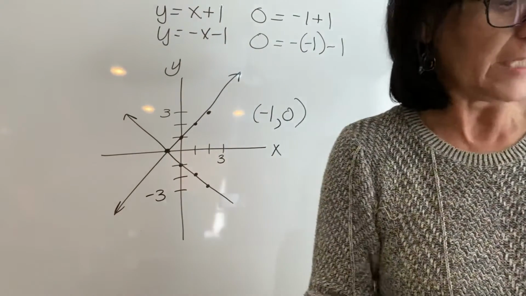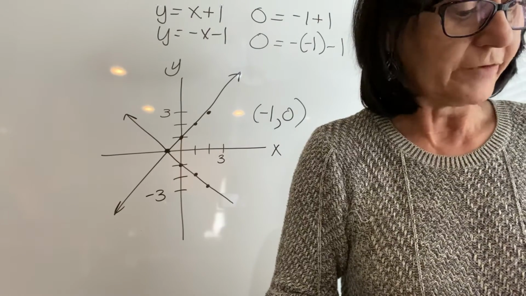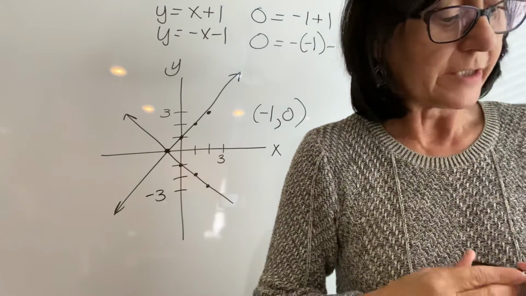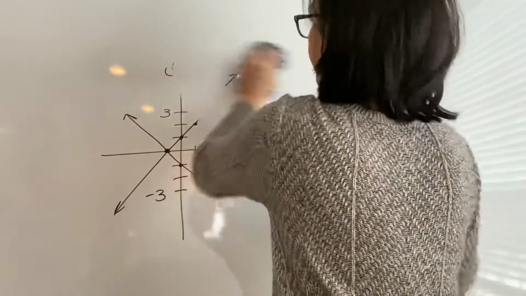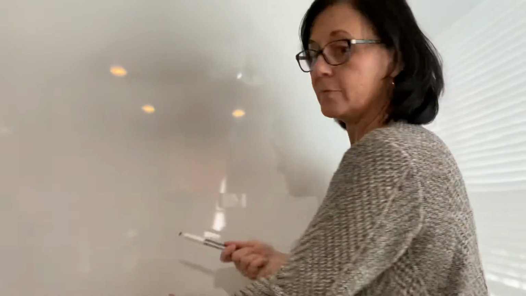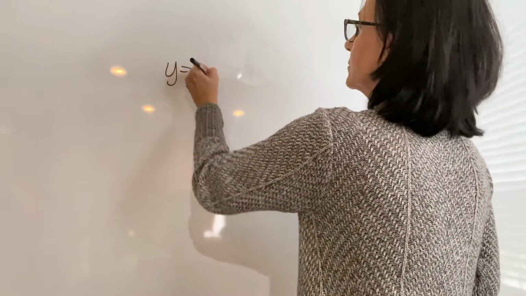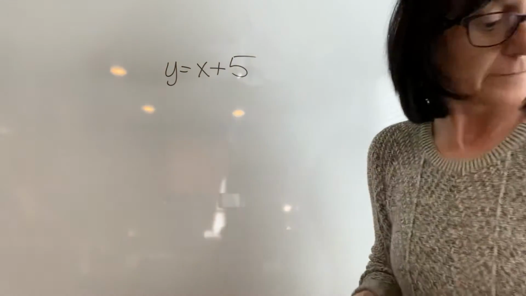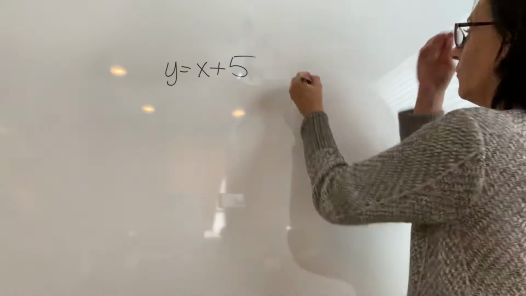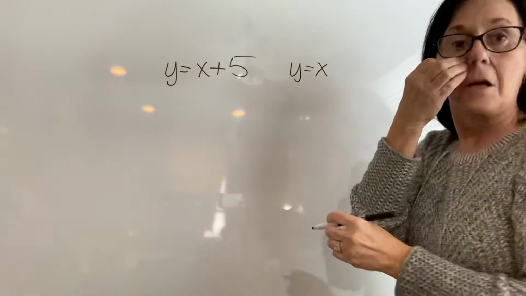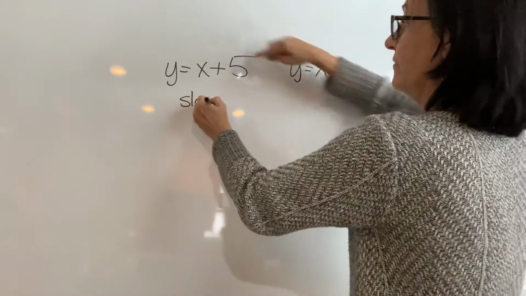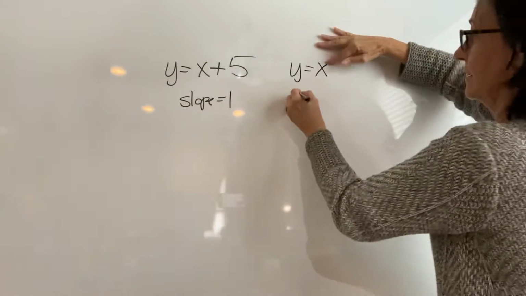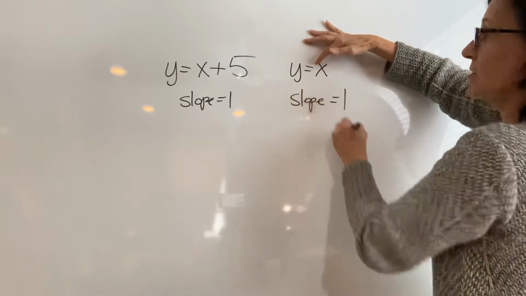All right, the next problem is number 10. We have two equations. Are the equations consistent, inconsistent, or dependent? All right, so we have to look at the slopes and the y-intercepts. So one is y equals x plus 5. And one is y equals x. All right, we have the same slope. The slope for this one is 1. The slope for this one is also 1.